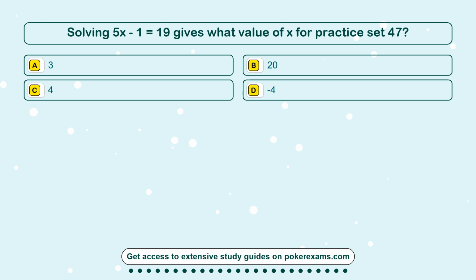Question 9. Solving 5x minus 1 equals 19 gives what value of x for practice set 47? Option A 3. Option B 20. Option C 4. Option D minus 4.